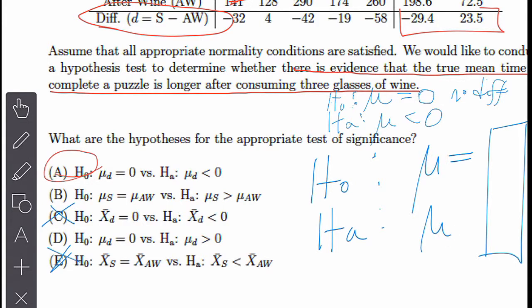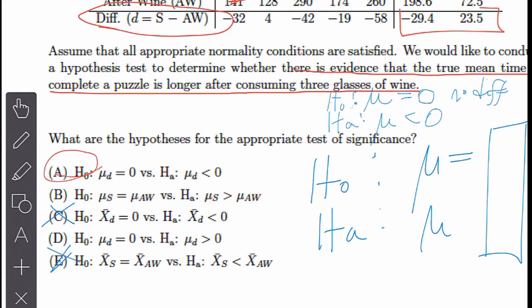And then this is wrong, right? Because this is just saying, well, actually, that they're the same value versus that the sober is greater than the wine. Actually, this is wrong, right? We're going to see if the wine is bigger than the sober.